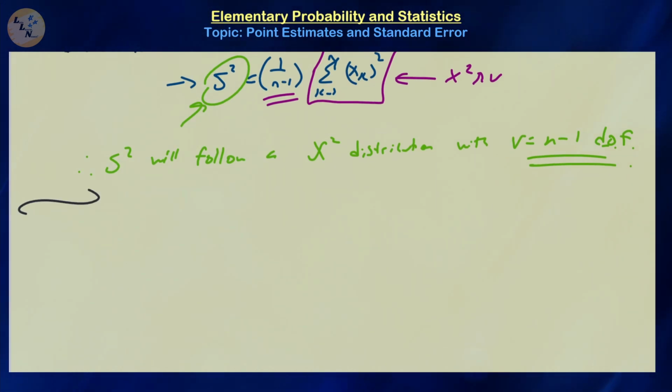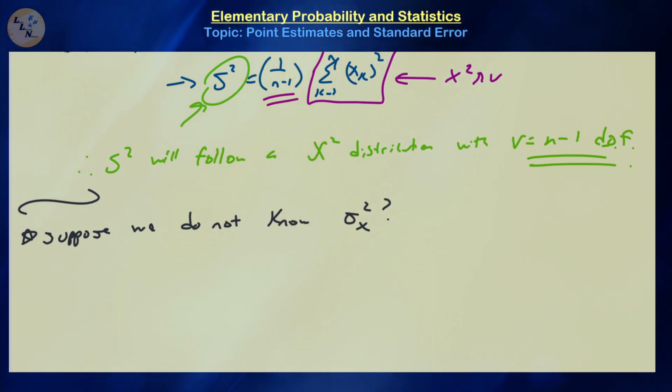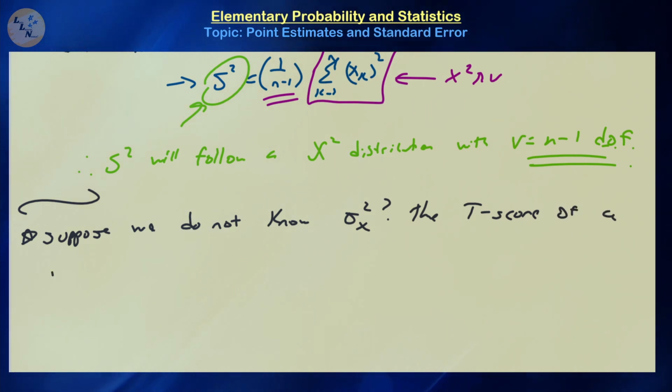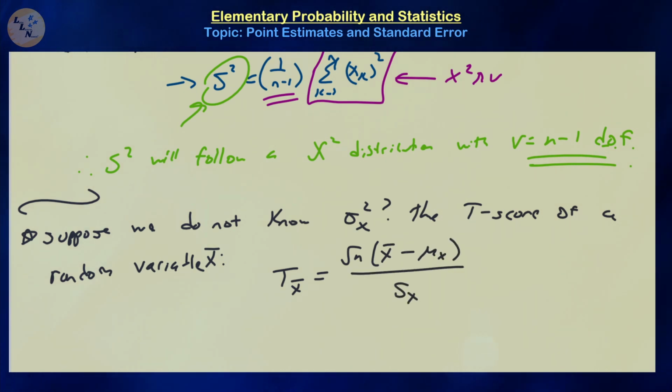Now, a very important scenario is suppose we do not know sigma x squared, the variance of the population, and keep in mind that this is a number. Then the t-score of a random variable, let's assume it's the t-score for the random variable x bar, is given by t sub x bar, which is the square root of n times x bar minus mu x all over s x.